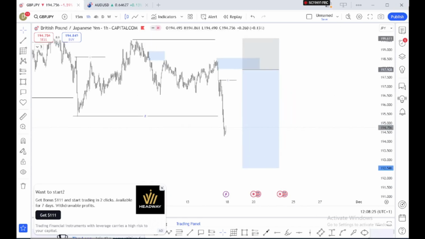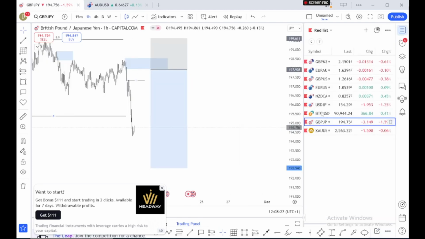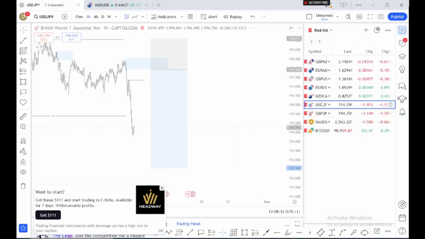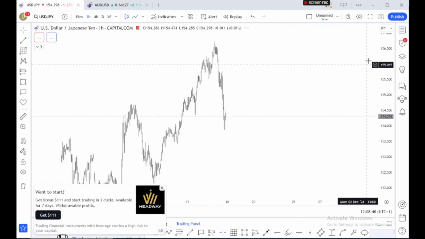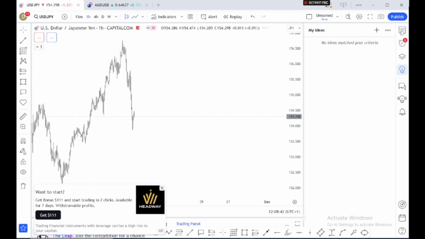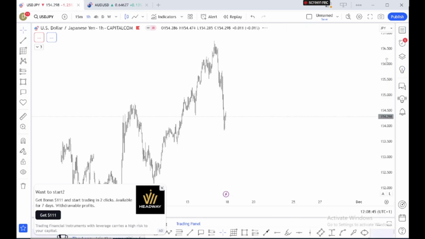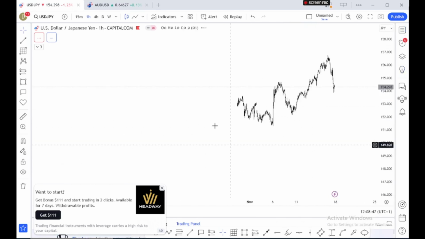That's for GBPJPY. I want to talk about Bitcoin last. Then USD, it was a smooth trade. My last USD trade was kind of smooth, but I had another trade following my rules. It is a valid loss, so I'm taking that loss and I'm moving forward from there.